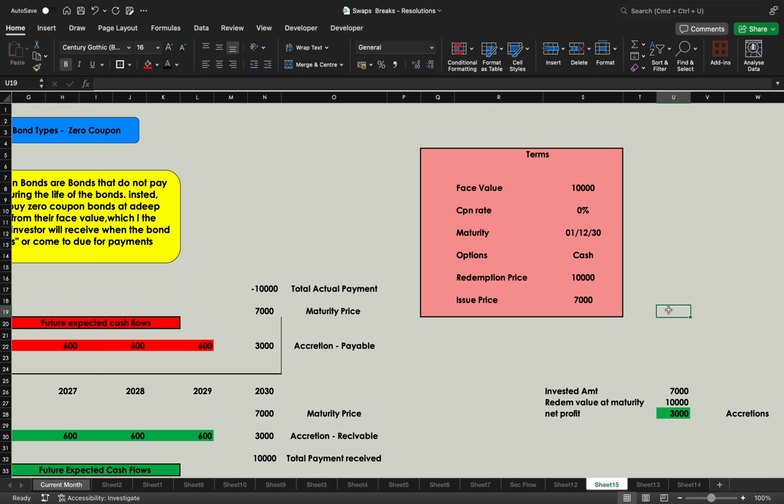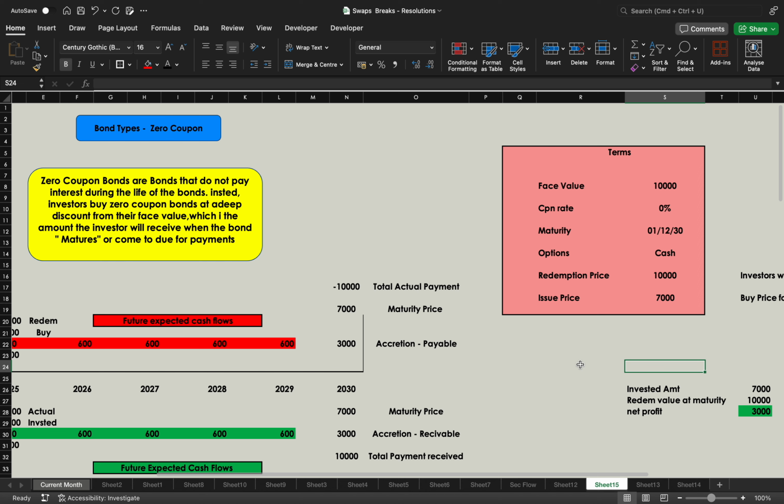Issue price is nothing but the price at which the company wants to issue these bonds, 7,000. So basically this is the bond buy price for the investor. The investor can buy bonds at 7,000, right? And the investor will receive this value, 10,000, correct? But how does it look, let's see that.